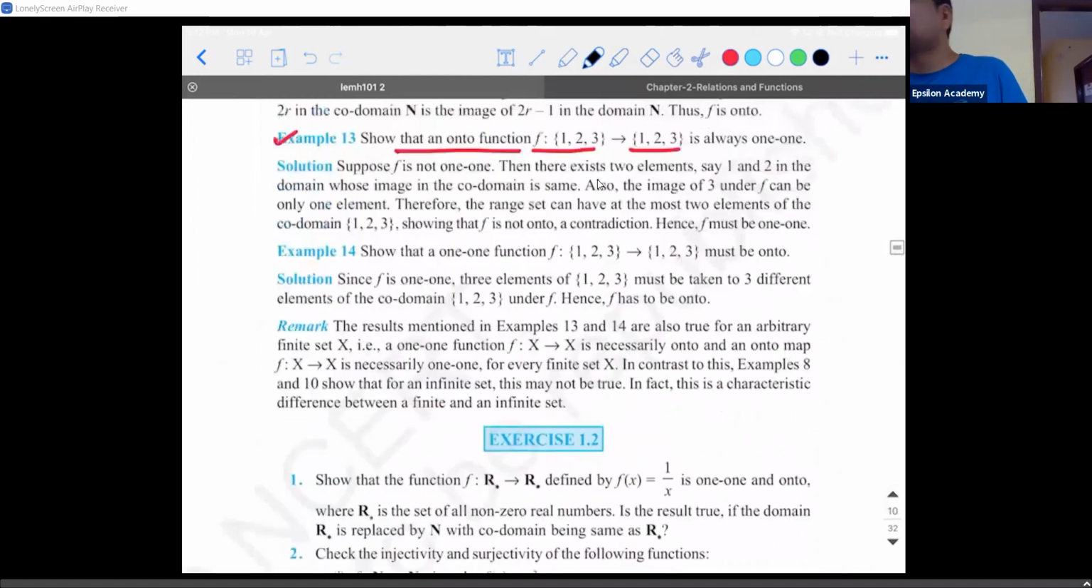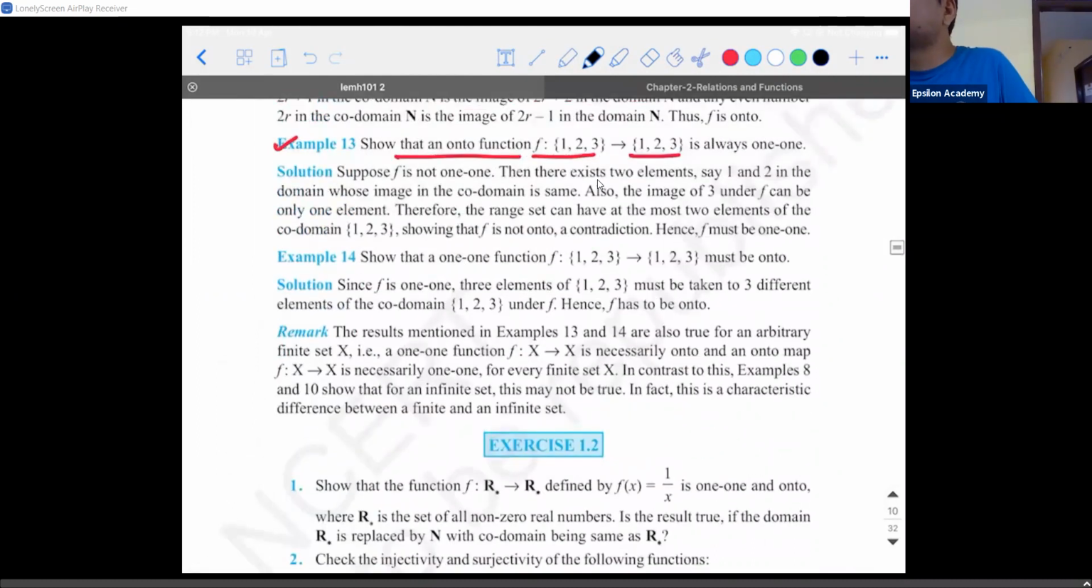I remember the 13th as the last problem that we did. They are asking us to show that an onto function f, mapped from the set containing elements 1, 2, 3 to a codomain set containing the same elements 1, 2, 3, is one-to-one as well. One logic that we discussed just now: the number of elements in the domain set and codomain set are equal, and if it is onto, then there is a possibility of it being one-to-one as well. Not always.